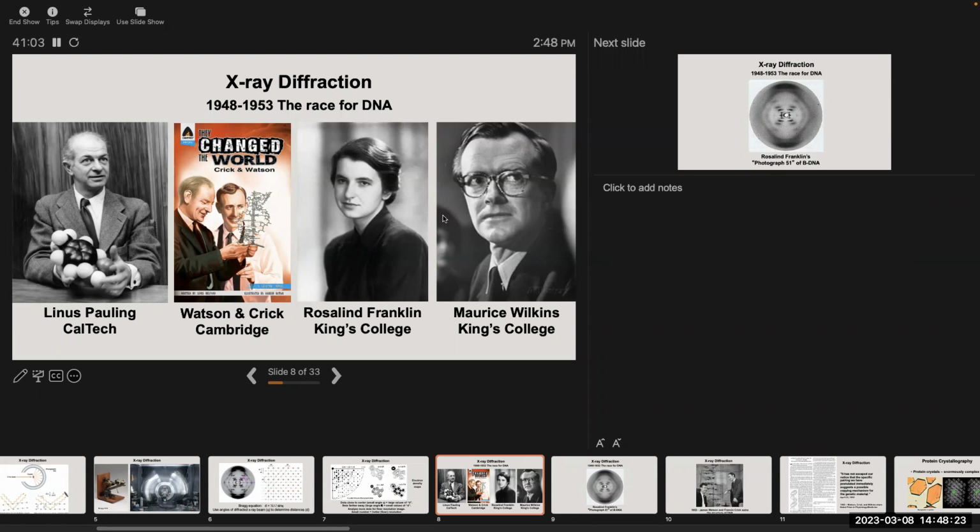And one of the most famous stories in the history of science that relates directly to X-ray crystallography was the race for DNA in the 1940s and early 1950s. At that time, there were a number of laboratories around the world that were trying to solve the three-dimensional structure of DNA. We didn't know that it was a double helix yet. We knew what DNA was. We knew that it consisted of nucleotide bases: adenine and thymine and guanine and cytosine.